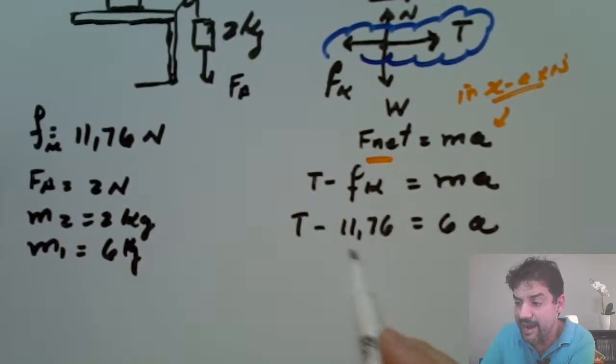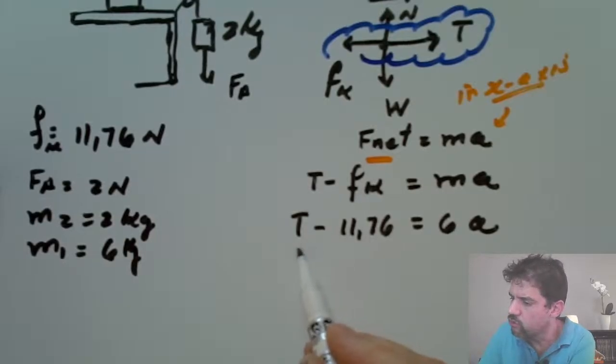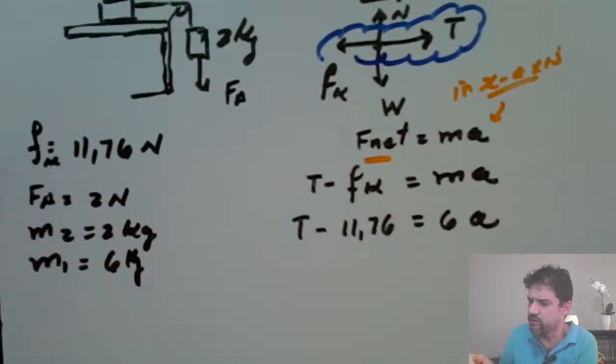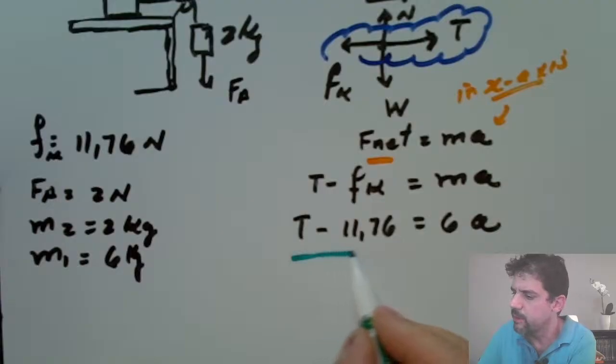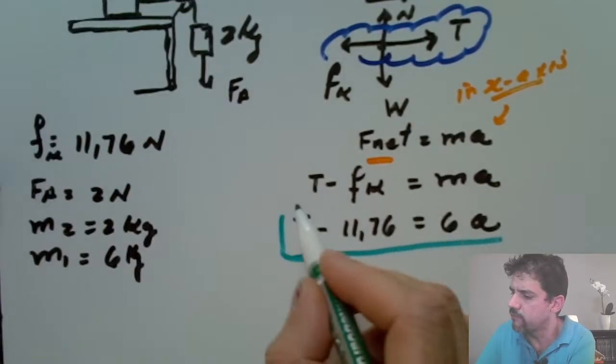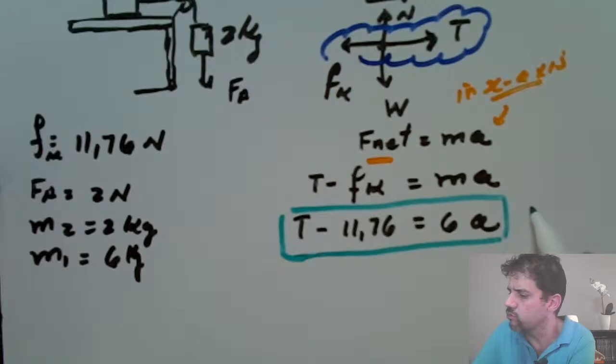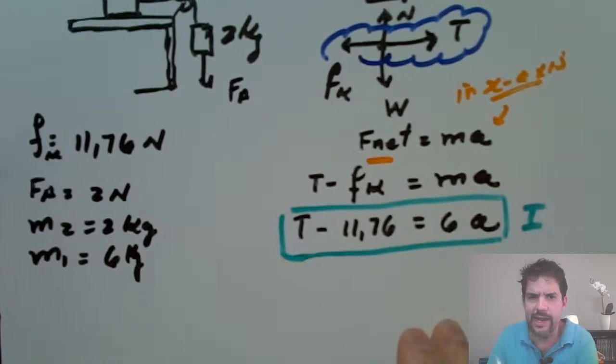Guys, we cannot move on because we have two unknowns here. So we're going to stop, and we are going to call this one here equation 1. This one is going to be equation 1. I'm going to do this just for clarity, and I'm going to write a 1 here. So we cannot go on there.